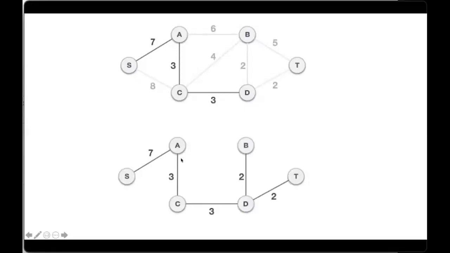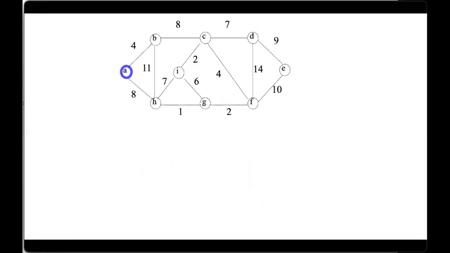How many vertices are there in this graph? 6 vertices are there. The total number of edges is the number of vertices minus 1, that is 5 edges. So this is the minimum cost spanning tree for the given graph.